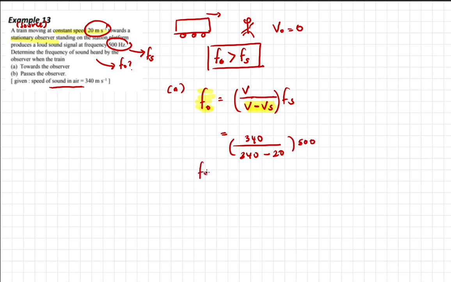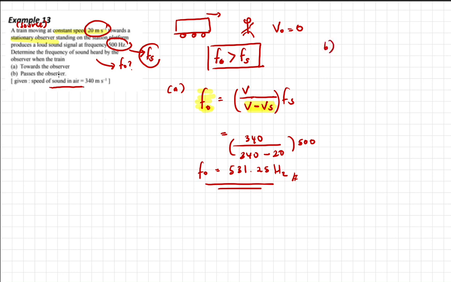So when you press your calculator, you will get frequency of the observer to be equal to 531.25 Hz. So if you compare, this is the frequency of the source and this is the frequency of the observer. So we can see that the frequency has increased. Next for question B.